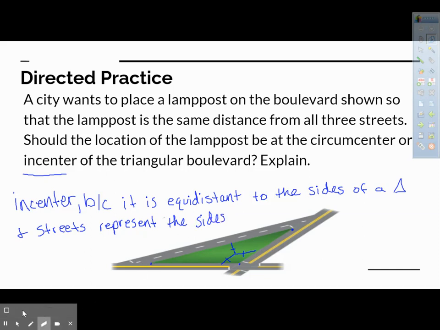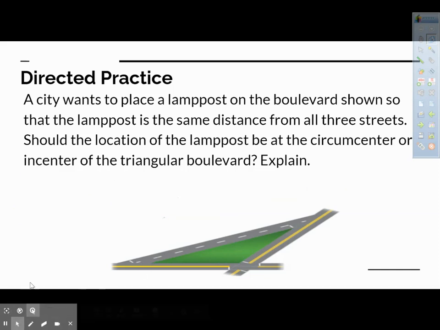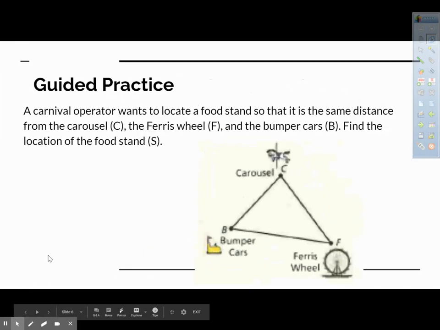Okay, let's try another one. Okay, actually, you're going to try this one on your own. It says a carnival operator wants to locate a food stand so that it is the same distance from the carousel, the Ferris wheel, and the bumper cars. You need to find the location of the food stand, S. Okay, so you need to explain, would we use the circumcenter or the in-center, and why?